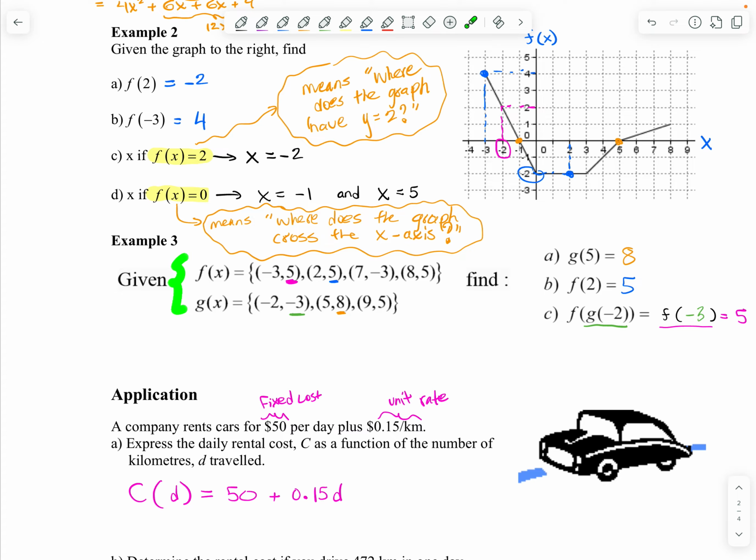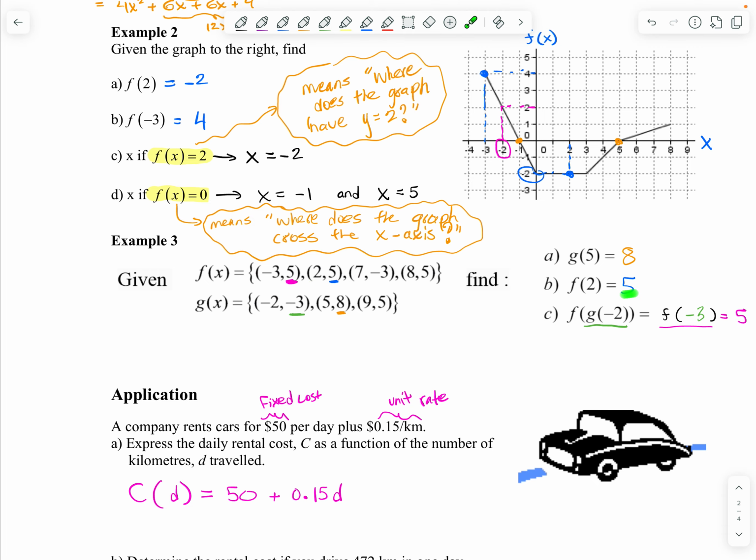Let's take a look at ordered pairs here. This is my function f of x, a list of ordered pairs, and then this is g of x, also a list of ordered pairs. So for g of 5, I'm looking at when my input is 5 in the g function, what is my output? Remember, for functions and ordered pairs, it always goes x, y, so input, output. When the input is 5, my output is 8 for the g function. So this would be 8. For the f function, when my input is 2, my output is 5.